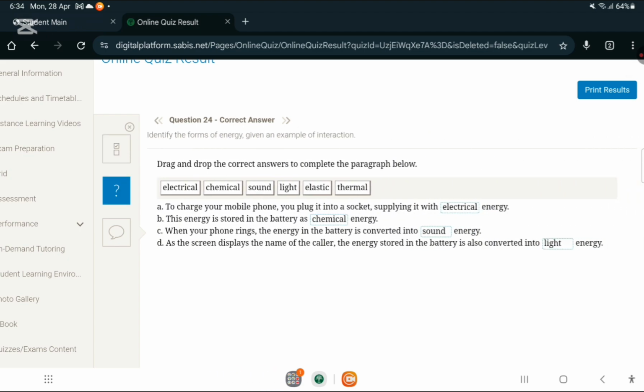To charge your mobile phone, you plug it into a socket, supplying it with electrical energy. This energy is stored in the battery as chemical energy. When your phone rings, the energy is converted into sound energy, and when it displays the name of the caller, it's converted into light energy. Sound energy is how you're hearing me right now. Chemical is how all of this is happening in the first place because your battery is charged. And the light energy is how you're seeing this right now.